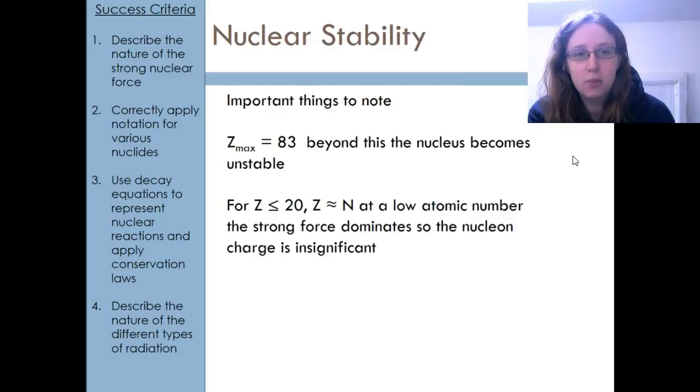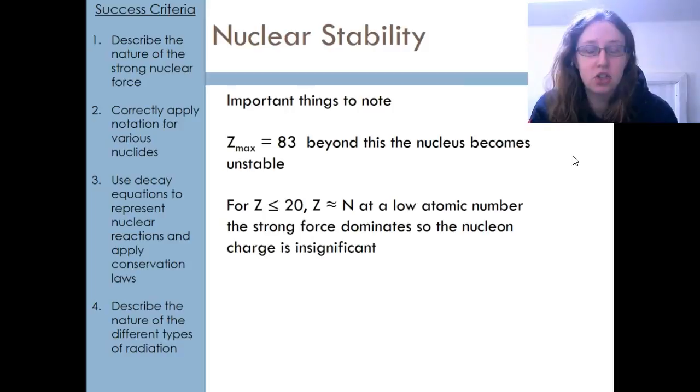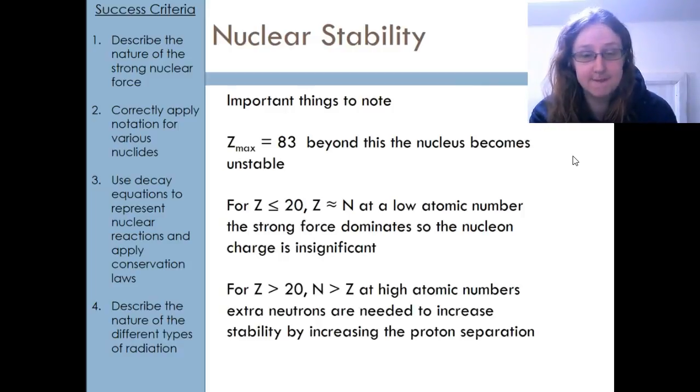For the relatively small proton numbers, so Z is less than 20, we find that the strong force dominates, so the charge on the nucleons is pretty insignificant. So whilst they're still relatively small, I don't care about having them mostly be protons or an equal balance of protons to neutrons, because the strong force just takes over and is so strong it doesn't matter.